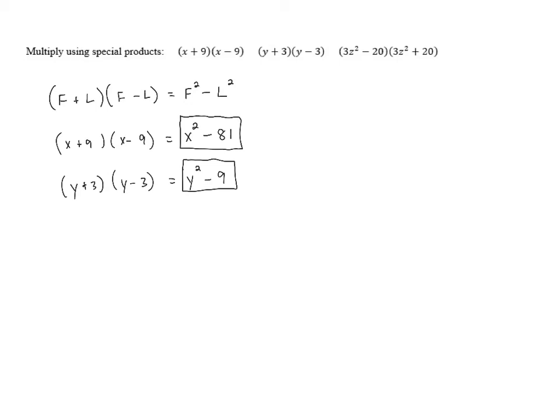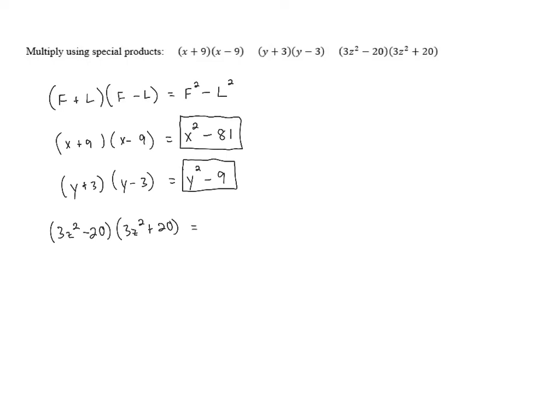It's a great shortcut, much faster than FOILing when we're able to use it. The last example looks a little different. 3z squared minus 20 times 3z squared plus 20. Now specifically here, the difference comes first and then the sum comes second, but it doesn't matter because multiplication is commutative. The order doesn't matter. So it's fine that the difference is first and the sum is after that.